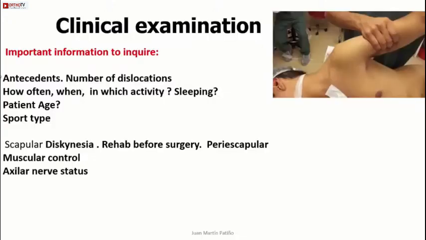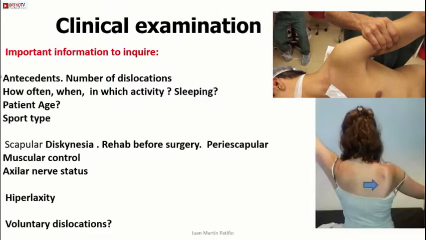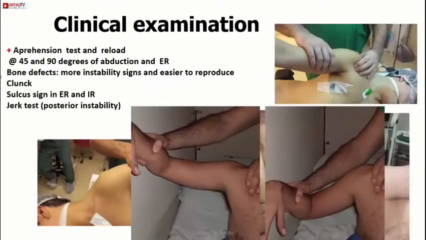In the clinical examination, we have some important information to inquire about, like different characteristics of the trauma and the luxation. We have to assess scapular dyskinesia, like in this patient. When we have patients like this, we usually perform rehabilitation before surgery. We have to assess the axillary nerve status, if there is hyperlaxity, or voluntary dislocation as well. We do the apprehension test at 45 and 90 degrees of abduction and external rotation.